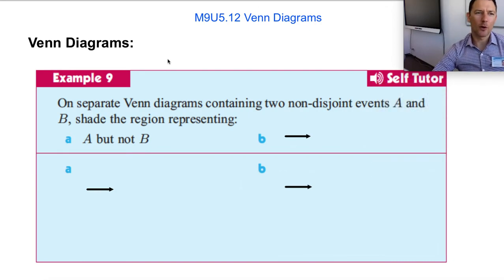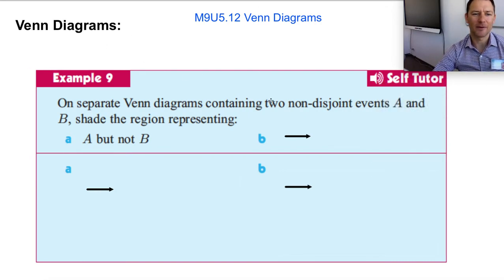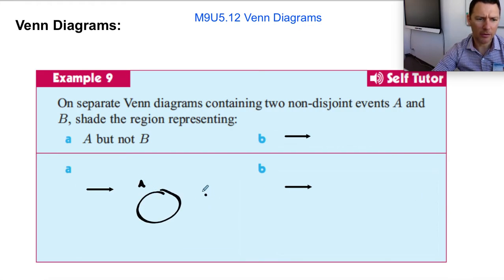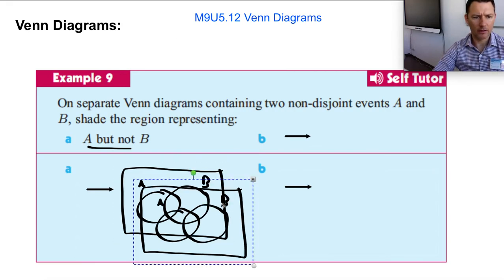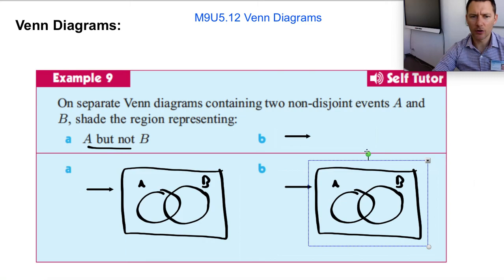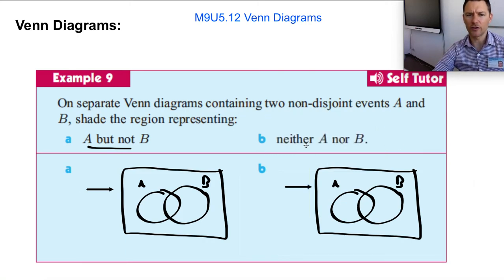All right. So let's try this out by just shading on our own. On separate Venn diagrams, separate Venn diagrams means start with this for both of them. Here's, call that A, call that B. Here's the universe U. I want you to shade the region that's A but not B. Try that. And then for here, try to shade the region that is neither A nor B.